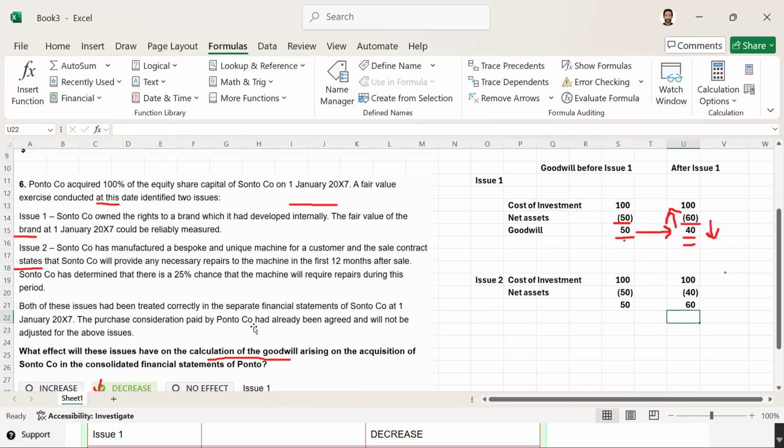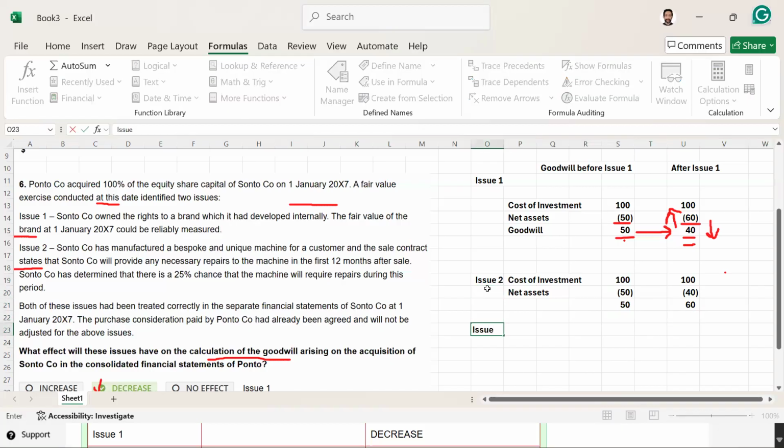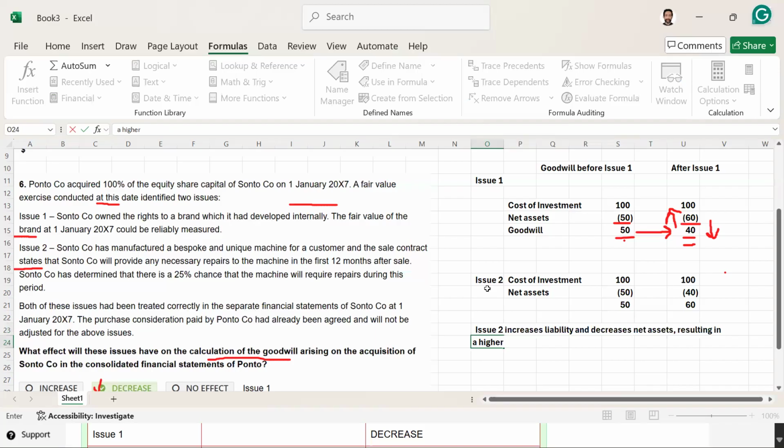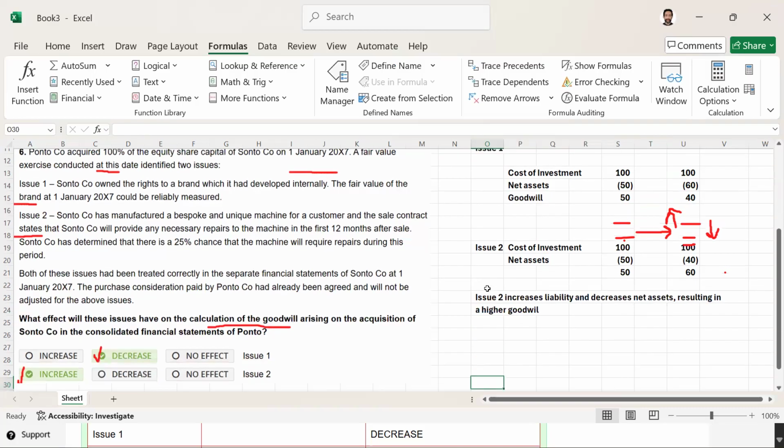Okay, in this case, issue 2 is actually a liability. Issue 2 increases liability and decreases net assets, resulting in higher goodwill value. I hope this is clear now.